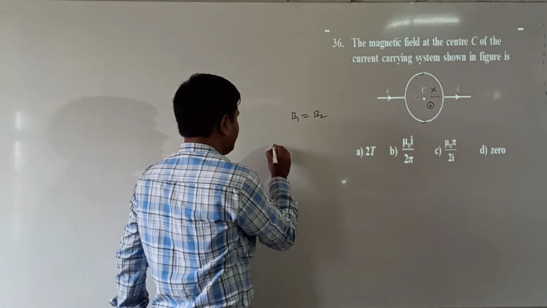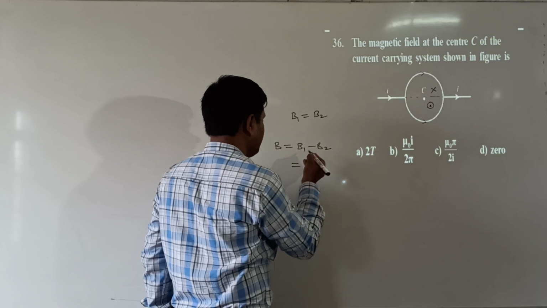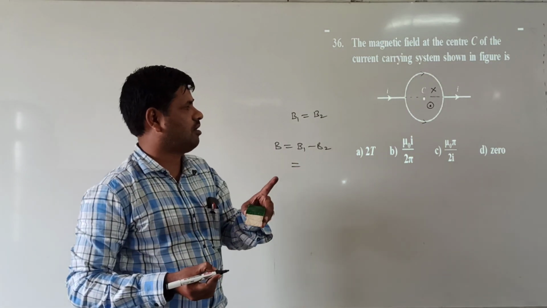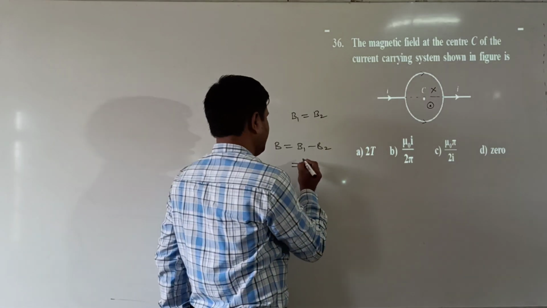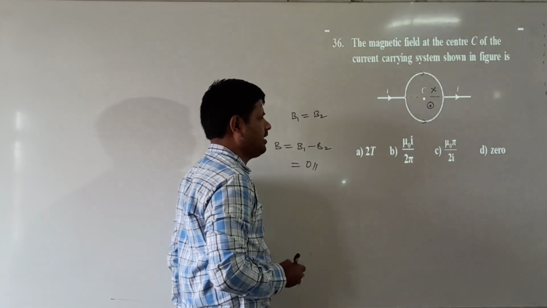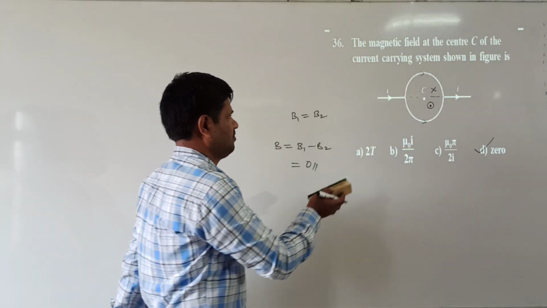That is the reason the net magnetic field B is equal to B1 minus B2. Both have the same magnitude but opposite direction. One is into the plane of the board, another is out of the plane of the board. That's the reason, since the magnitudes are the same, B1 minus B2 is equal to 0. So which option is correct here? D option is correct here.